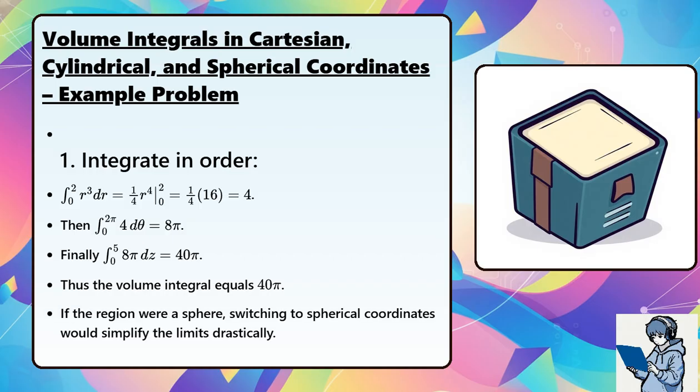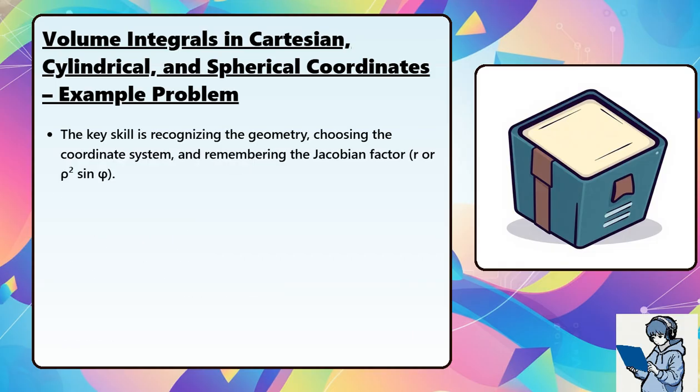If the region were a sphere, switching to spherical coordinates would simplify the limits drastically. The key skill is recognizing the geometry, choosing the coordinate system, and remembering the Jacobian factor, r or rho squared sin phi.